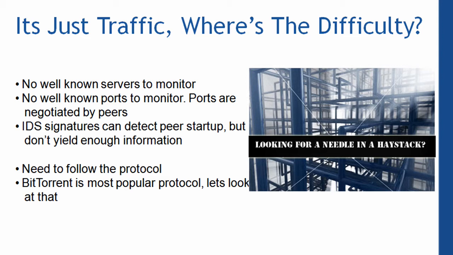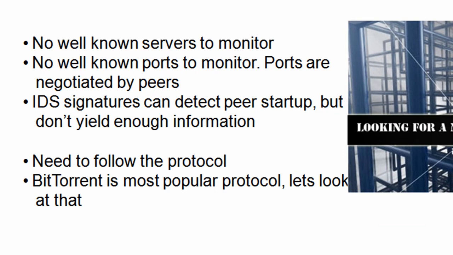So if it's just traffic, where's the difficulty here with, let's say, monitoring and trying to figure out what's happening? Well, the problem is there's no well-known service to monitor, because it's peer-to-peer, it's clients to clients. There are no well-known ports to monitor. Like in the past, if you want to monitor web, you could look at port 80, but ports are negotiated by peers, so they're very random. They're always very high port numbers.